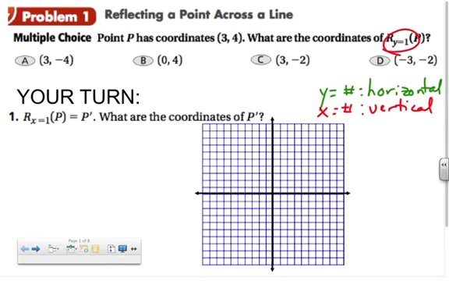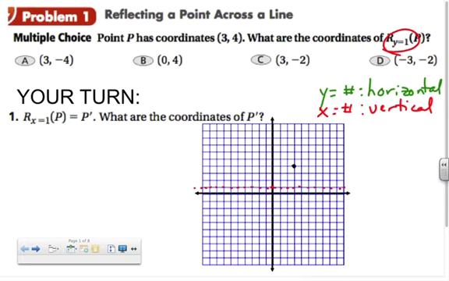So here's 1 on my y-axis. Here's a horizontal line passing through 1 on the y-axis. My point P is 3, 4. It is located here. The problem is asking me to take that point and reflect it over the red line I've drawn for you.